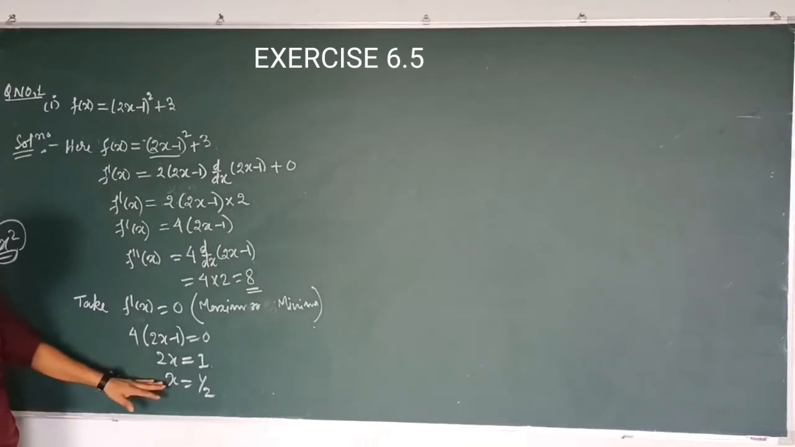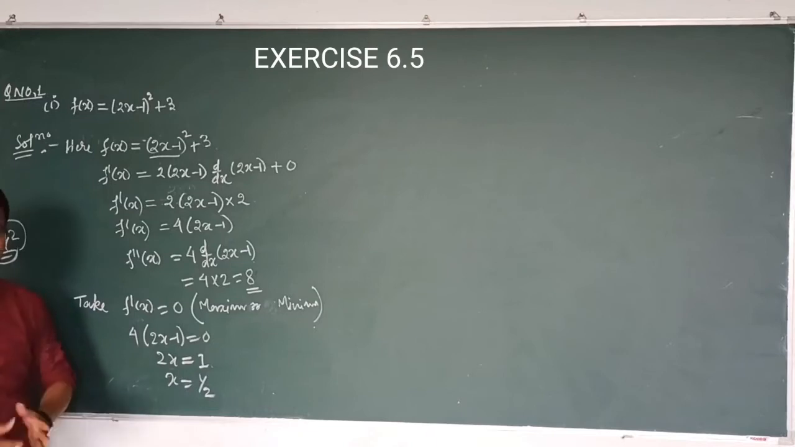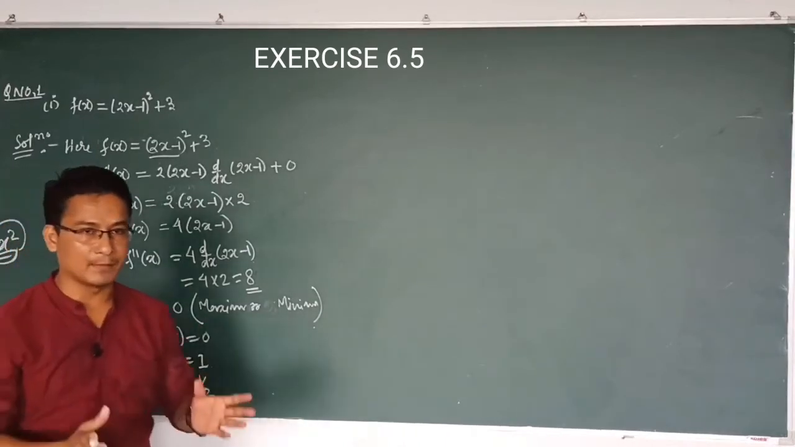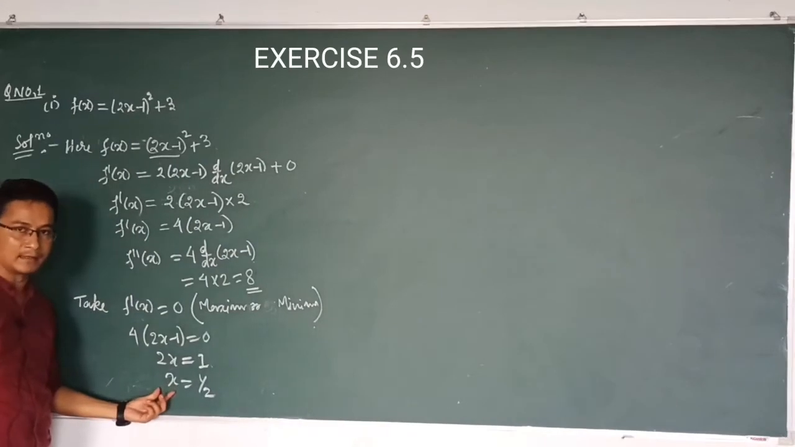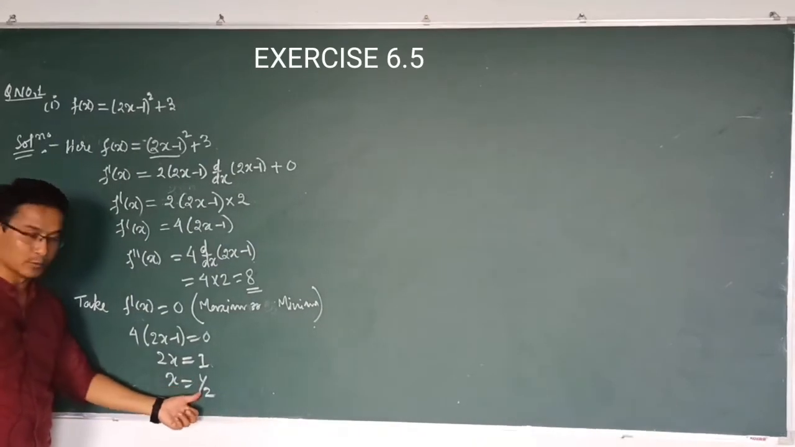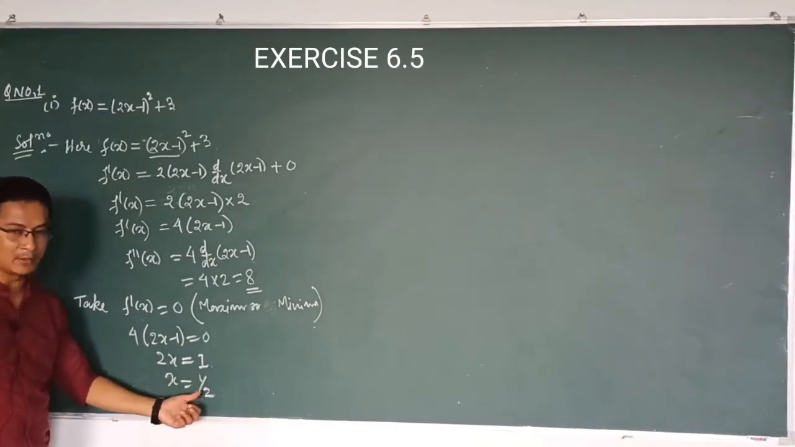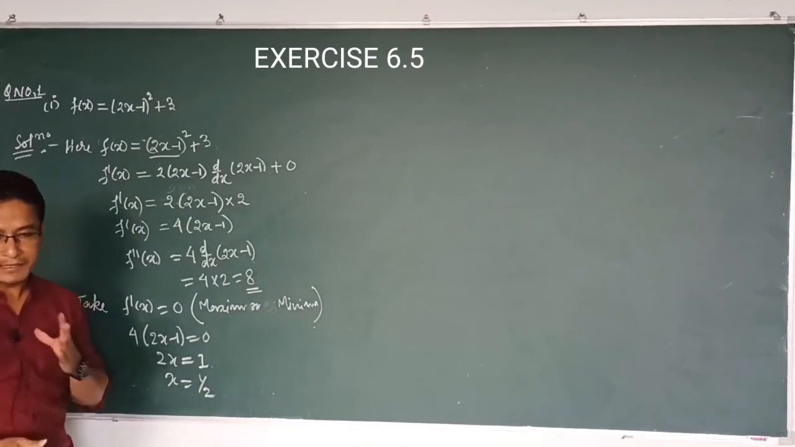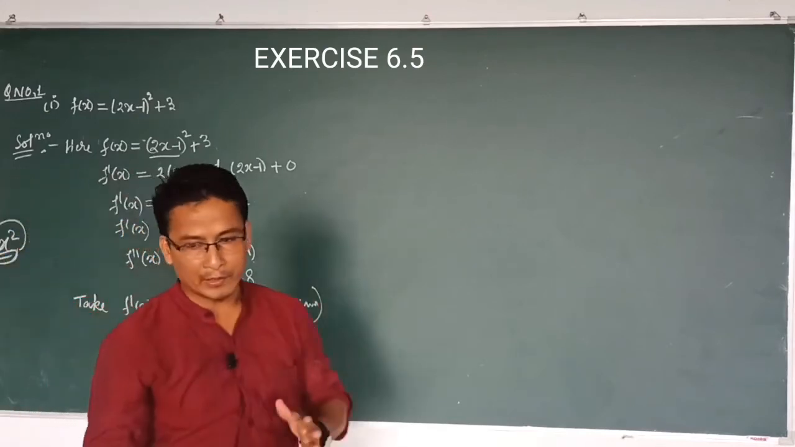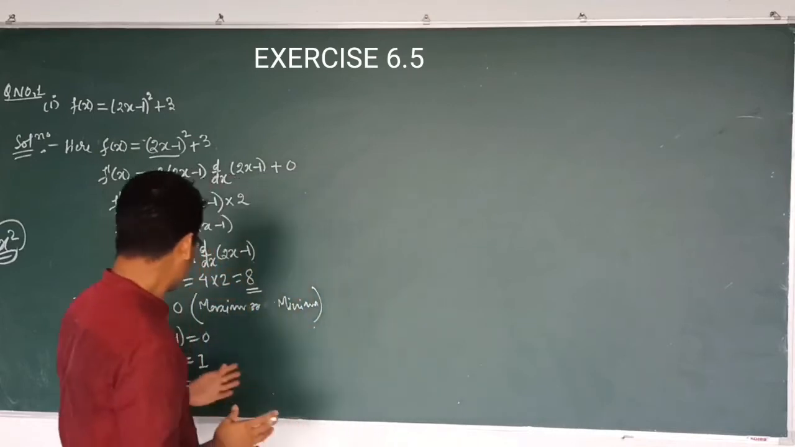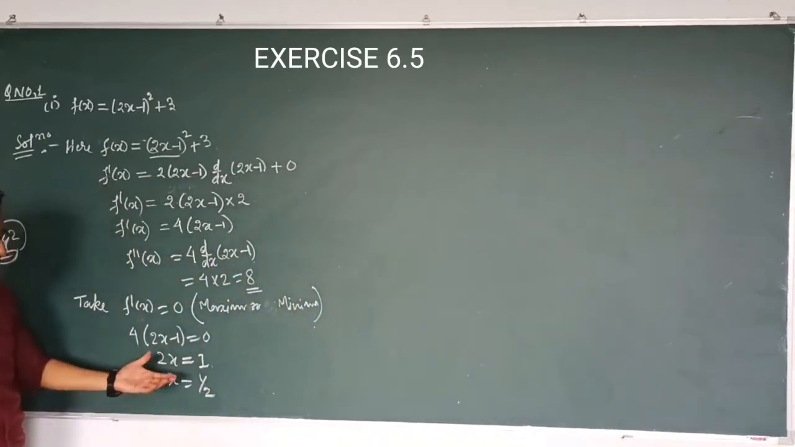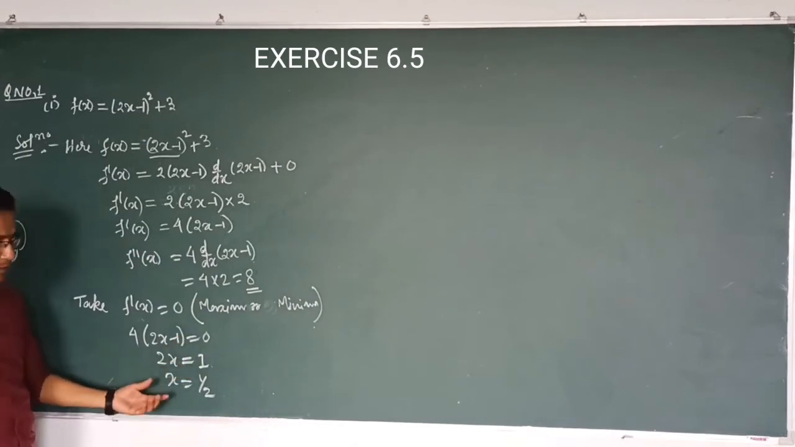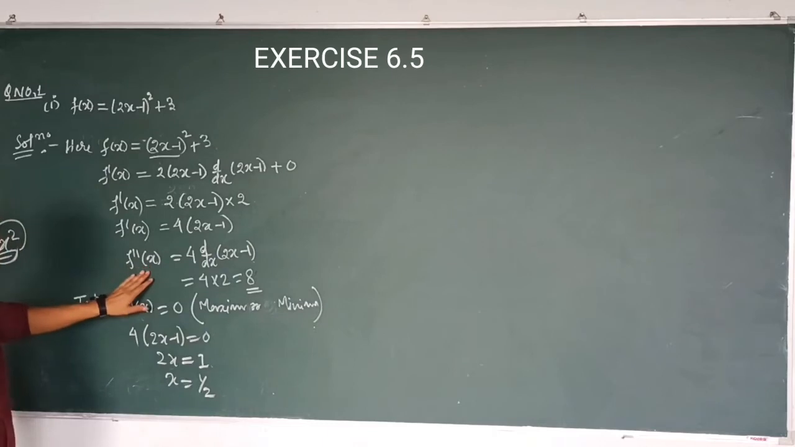Now, by getting the critical point, we still don't know whether our function has a maxima or minima. Our x is 1 by 2, which is the critical point, but we cannot directly say that this is maxima or minima just from the critical point. For this we use f double dash x.